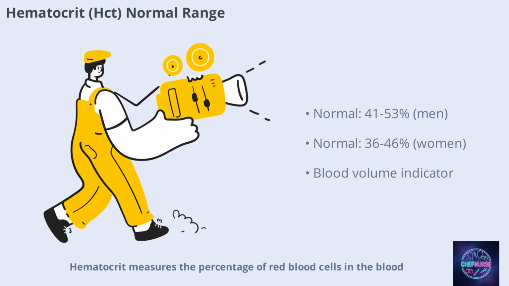Hematocrit measures the percentage of red blood cells in the blood. Normal ranges are 41–53% for men and 36–46% for women. Low hematocrit can indicate anemia or blood loss, while high levels may be seen in dehydration. On the NCLEX, you'll need to interpret hematocrit in the context of fluid status and oxygenation.